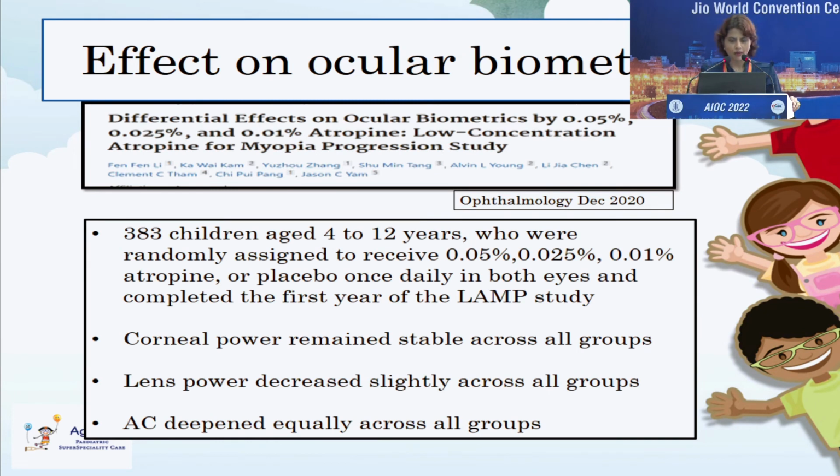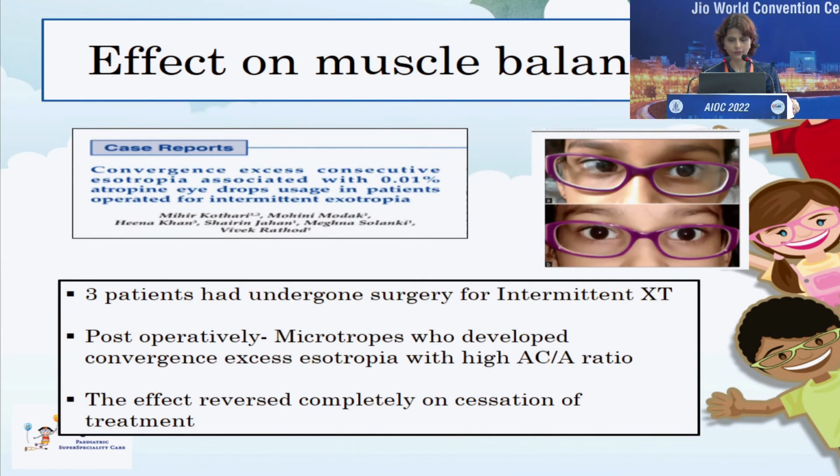Effect on the ocular biometry. So we looked at the results from the LAMP study, wherein we saw that 0.05% has the best effect on controlling the axial length. However, the effect on other biometric parameters was pretty stable. So the corneal power remained stable across all groups. The lens power decreased slightly across all groups, while the AC deepened equally across all groups.